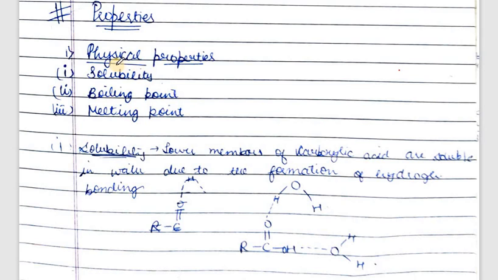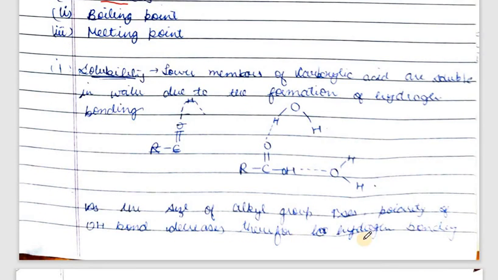In the physical properties, the main properties are solubility, then boiling point, and then the melting point. First is solubility. As we already know, carboxylic acids can form hydrogen bonding with water, so they are soluble in water. That is, this is a carboxylic acid molecule. This can form hydrogen bonding like this with water molecules. So these are soluble in water due to the formation of hydrogen bonding.